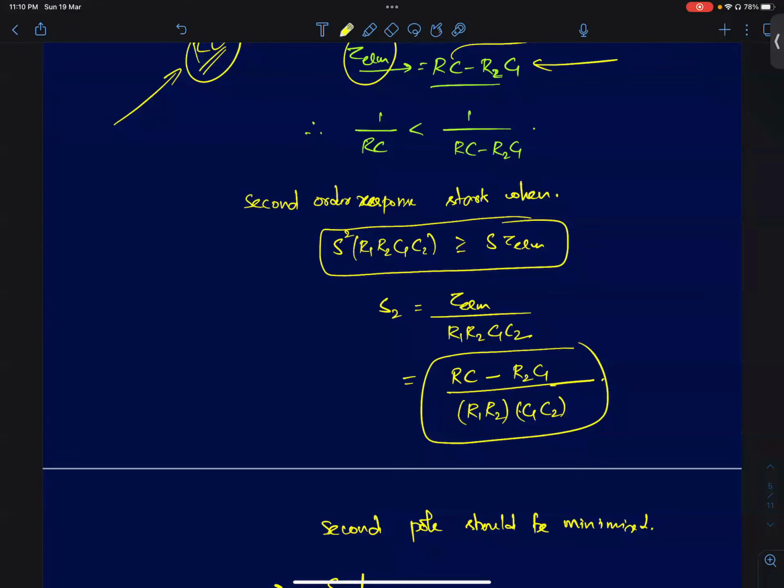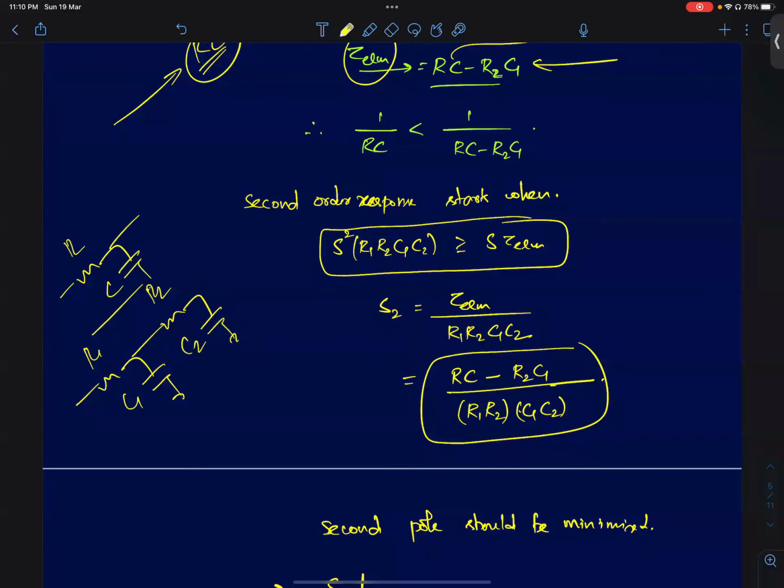Now, as an engineer, what is your goal? Your goal is, even if I'm putting the second order filter, R1C1, R2C2, your decision is to see if a second order filter is better than a first order filter. Keeping in mind, you have to keep the area same. The area of this filter and this filter should be exactly the same. They should not be different. You have to keep that in mind.